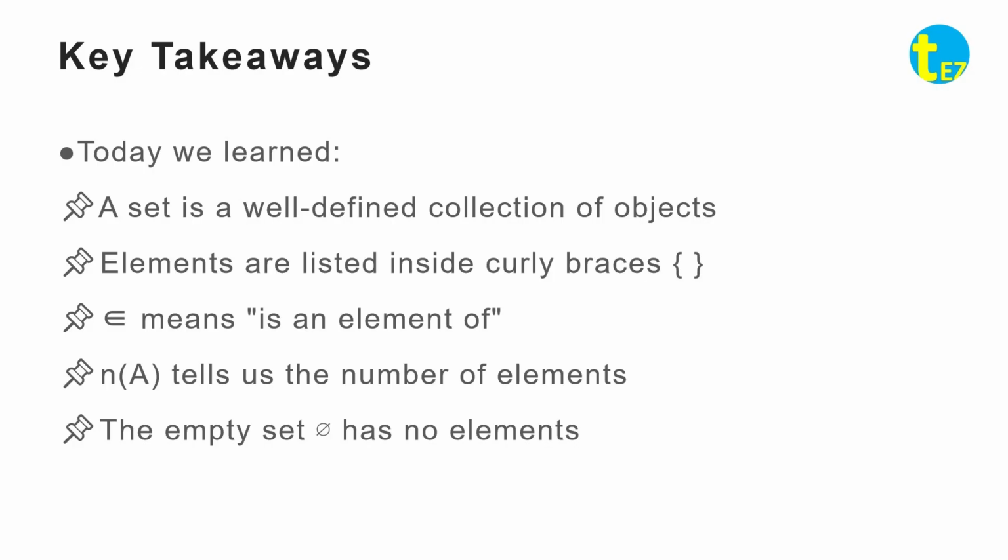Third, we use the symbol ∈ to mean is an element of, and ∉ to mean is not an element of. These symbols are very useful for talking about membership in a set. Fourth, the cardinality of a set, written as n(A), tells you how many elements the set contains. And finally, the empty set has no elements and has cardinality 0. They will be the foundation for everything else we learn in this unit.